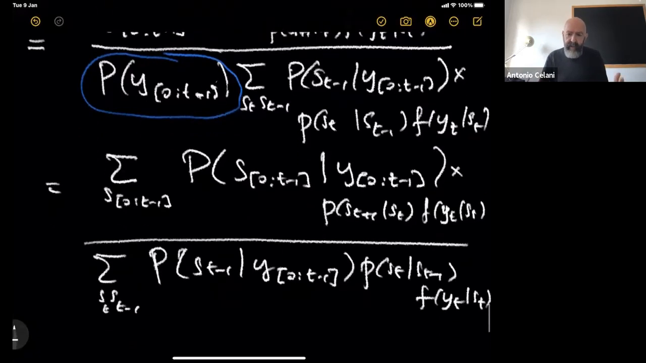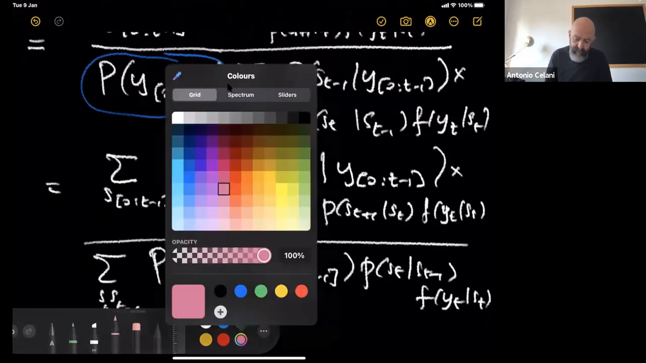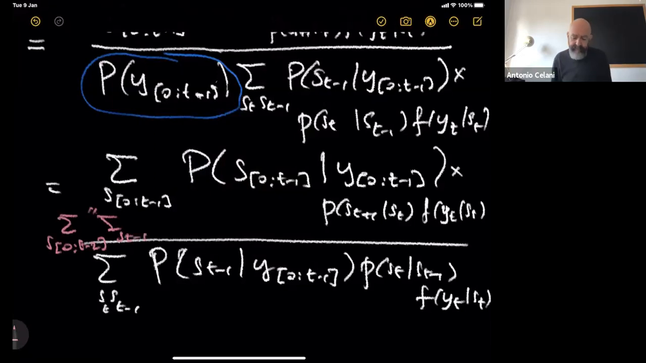And then again, very last step, this sum here, I'm going to split it once more into the sum over s from 0 to t minus 2 and the sum over s t minus 1. And then this first sum here, I can marginalize. Just like I did before, I sum over everything that has happened before time t minus 1.